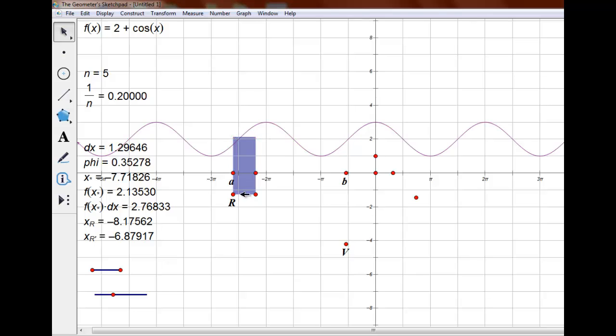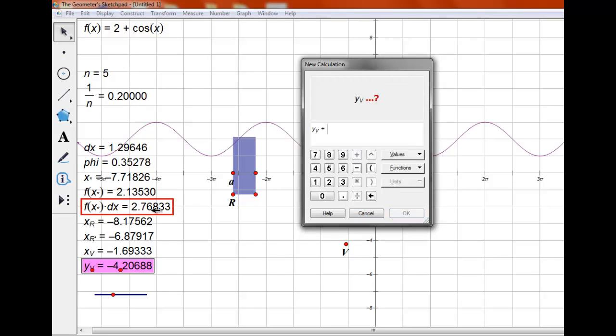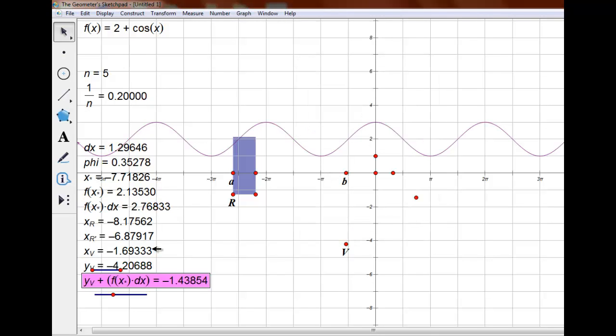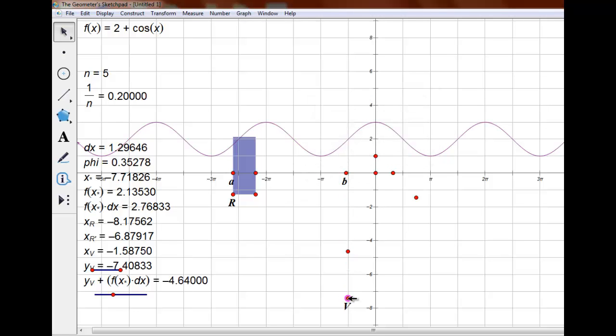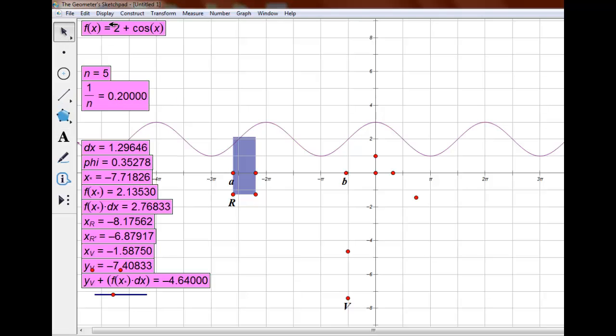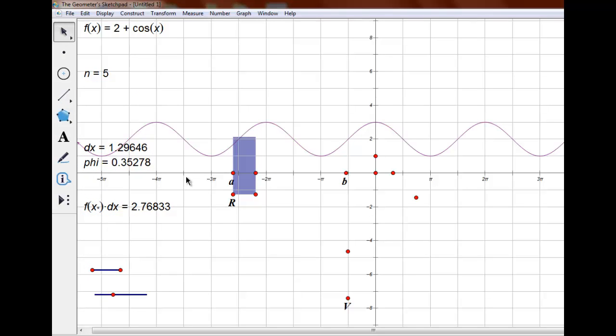The next thing we have to do is compute the value of the integral. And we do that by taking the y-coordinate of v and adding the rectangle area to it, constructing a new y-coordinate and plotting a point. So the point has moved up by an amount of the rectangle area, and we'll calculate a running sum that way.